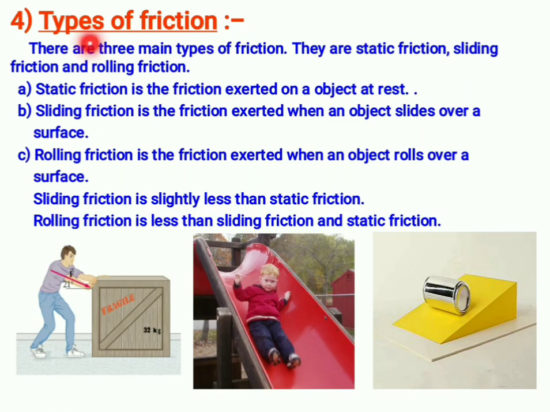And next we will learn about the types of friction. There are 3 types of friction. The first type of friction is static friction. Next is sliding friction, and the next is rolling friction. So this, the types of friction, we will learn in the next classes.